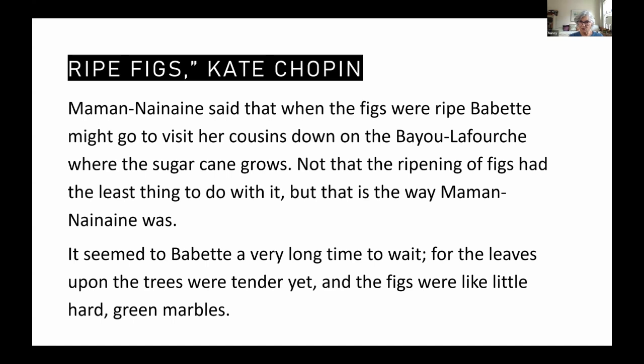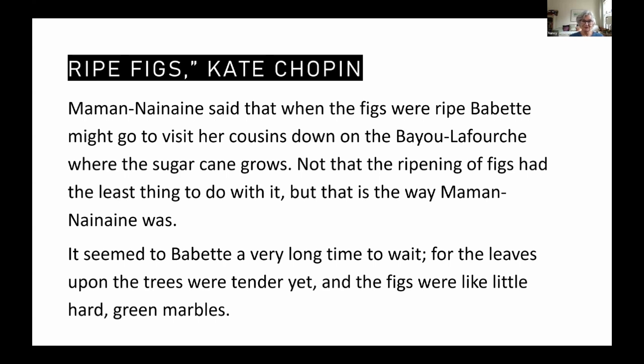anyway, it's going to be a time when the time is told by seasonal happenings. Yes. Okay. So here we have an indication of when the time is. Babette is, and that time helps indicate something about Babette, that she is impatient because she's waiting for those figs to ripen. It's going to be a very long time to wait because the leaves have only just started to come out on the fig tree. And the figs were like little hard green marbles.